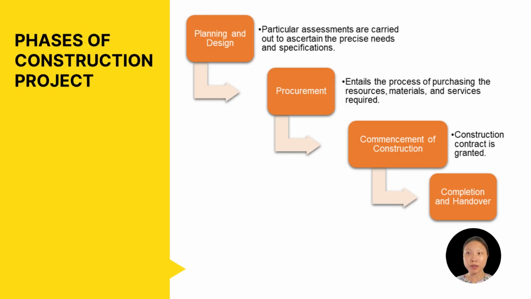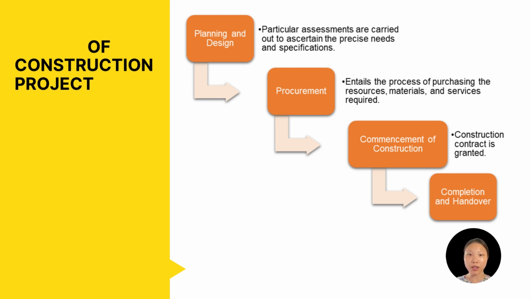These are the examples of phases of construction. First is planning and design, where particular assessments are carried out to ascertain the precise needs and specifications according to the client's needs. Second is procurement, where it entails the process of purchasing the resources, materials, and services which are required for the project. And third, commencement of construction after the contract is granted, and last but not least, completion and handover of the project once it is completed to the client.